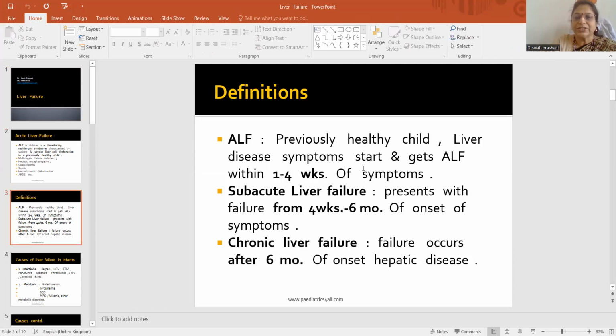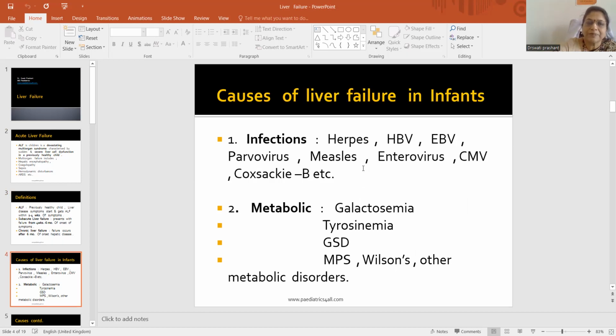ALF: in a previously healthy child with liver disease, if symptoms start and the child goes into acute liver failure within 1 to 4 weeks of the symptoms, this is called acute liver failure. Subacute is when the patient goes into failure from the onset of liver disease between 4 weeks to 6 months, and chronic liver failure means the patient has disease and goes into failure after 6 months.